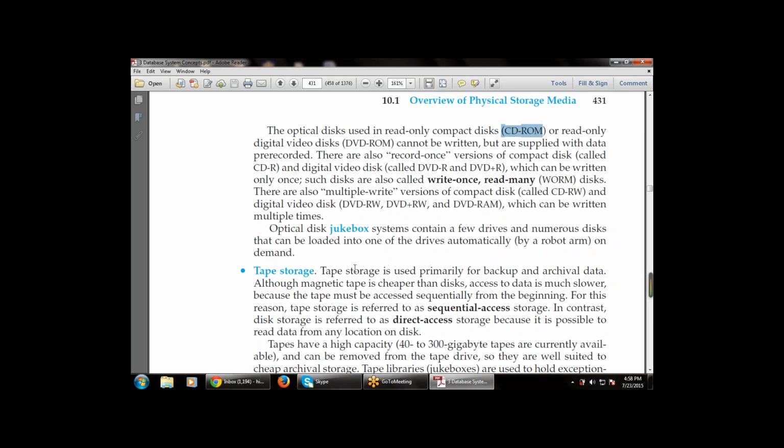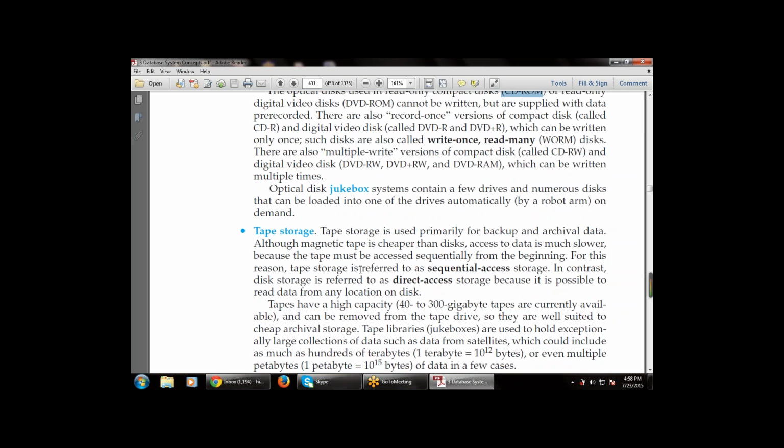Then next is the tape storage, which is used primarily for backup and archival data, that is, how to take the backup and how to retrieve the data. Although magnetic tape is cheaper than disk, access to data is much slower. So although the price of magnetic tape is much cheaper than the available disks, accessing the data is much slower than with the magnetic disk.